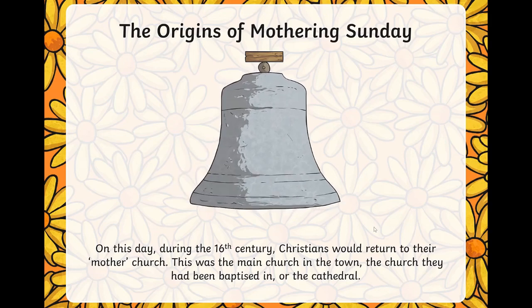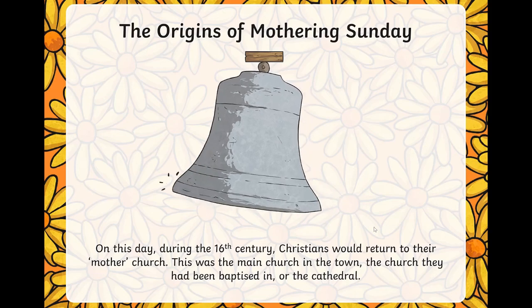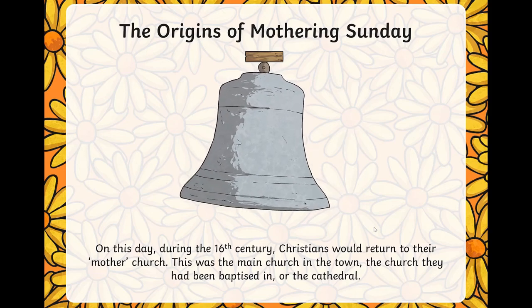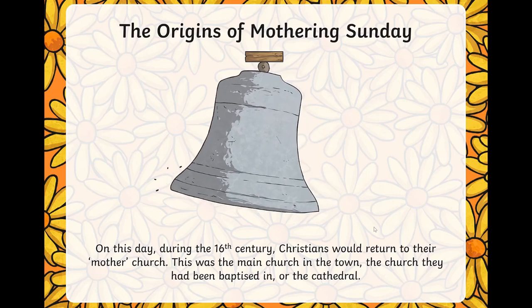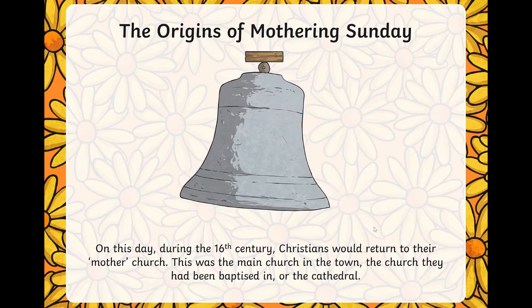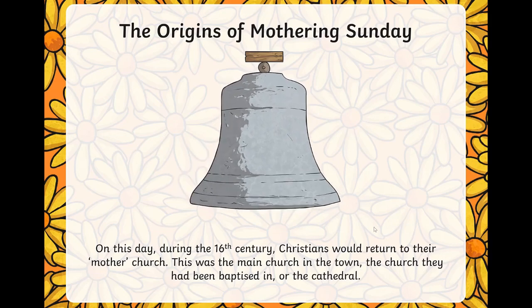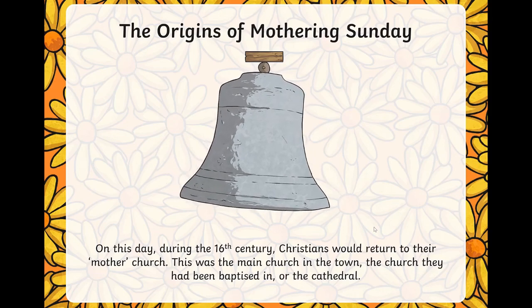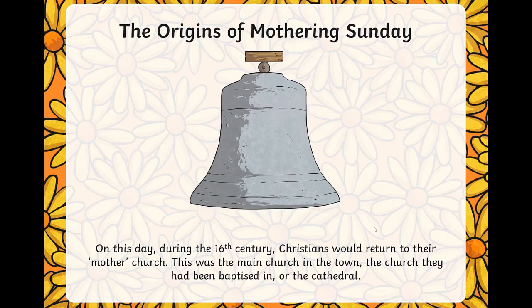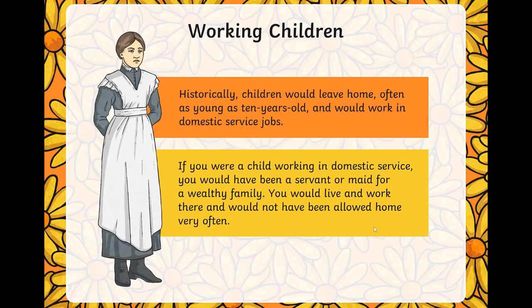So in the 16th century, Christianity was very widespread in Europe, and Christians would return to their mother church, which was their main church in the town, or the church where they had been baptized, or a cathedral, which would be a very big church. And where would they return from? Well, in the olden days, children would leave home often as young as 10 years old, and they would work in domestic service jobs.